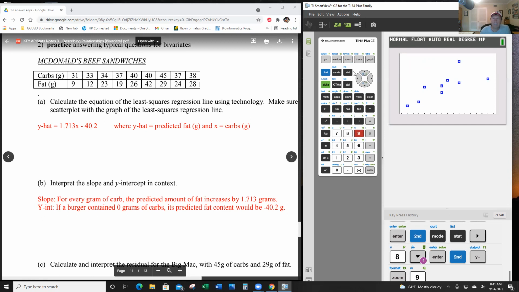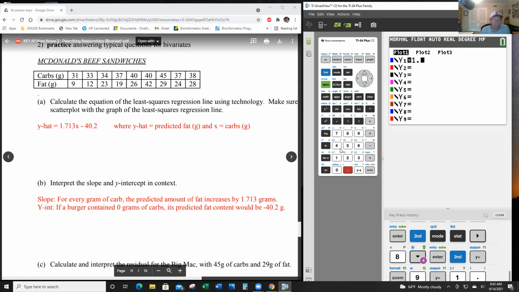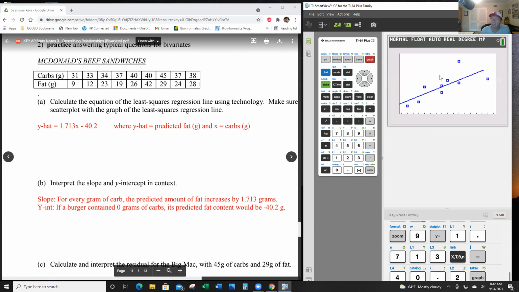And I'm going to go ahead and put the formula in there. So 1.713x minus 40.2. Okay, I'll hit graph. Yeah, so there's the line. Looks pretty good, right? You can tell it's more or less linear. The residual plot would be randomly scattered if you can visualize that on its side. There are 4 points above the line and 5 points below. That's pretty balanced. You can't get any better than that.